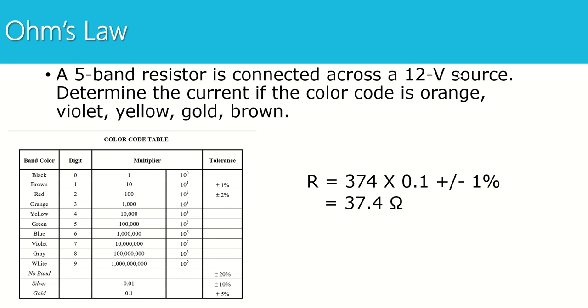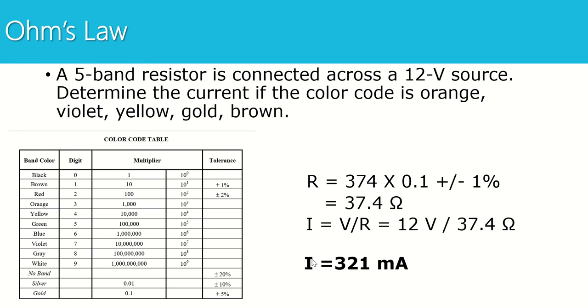Well, that resistance is connected to a 12-volt source, so we can use Ohm's law to figure out the current going through. V divided by R, so we have 12 volts divided by 37.4 ohms, and there's my current. So this is how we can combine multiple concepts into one problem to use Ohm's law.